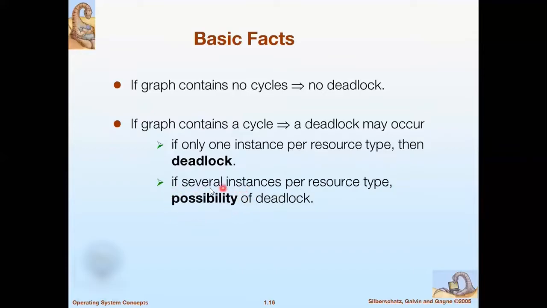So we can say a cycle in the graph is both a necessary and sufficient condition for the existence of deadlock if resource type contains a single instance. But if resource type has several instances, then a cycle does not necessarily imply that a deadlock has occurred. In this type of case, a cycle in the graph is necessary but not a sufficient condition for the existence of deadlock.